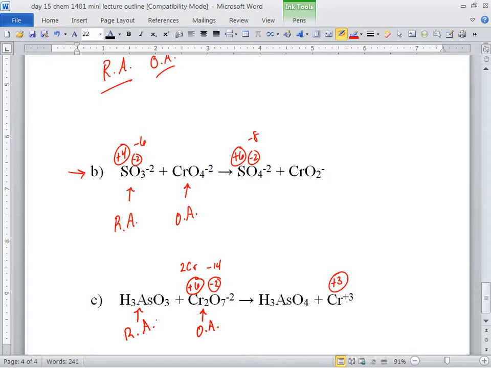Because chromium goes from positive 6 to positive 3, so chromium got reduced. So this compound got reduced, so it's the oxidizing agent. So this has to be the reducing agent. You don't even have to figure it out. Yes, but technically it's arsenic. Arsenic is what's doing all the work, because H and O, they don't even change oxidation states. Arsenic is the magic. It's where the magic happens.